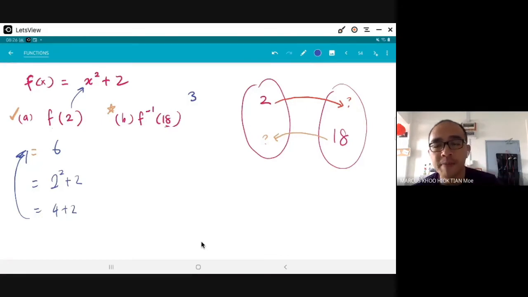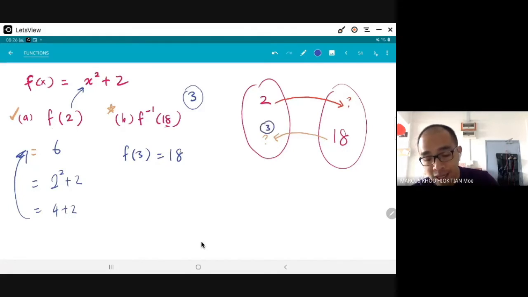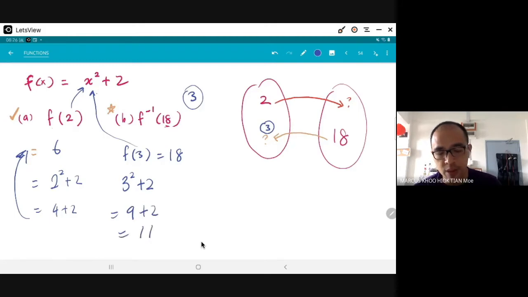Okay, so this is how. Let's say for example saya guna jawapan 3. Kalau 3 jawapannya, it means that kalau saya terbalikkan ini maksudnya F3 adalah sama dengan 18. So let's try to prove it. Kalau saya masukkan 3 dalam X, I will get 3 kuasa 2 tambah 2. This will give me 9 plus 2, which is 11, which is not correct. Sebab saya mau jawapan yang memberi saya 18.